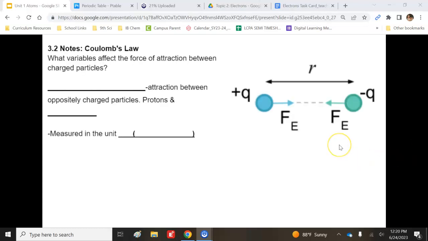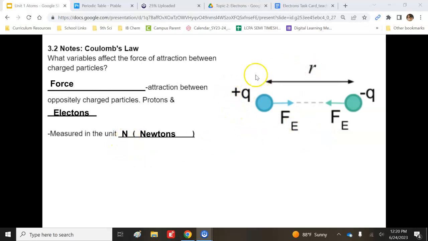So Coulomb's law, which we looked at in our virtual lab, is the force of attraction between oppositely charged particles. Those are going to be our protons and electrons. It's measured in newtons, which we represent with a big capital N. And so there's an equation for it.